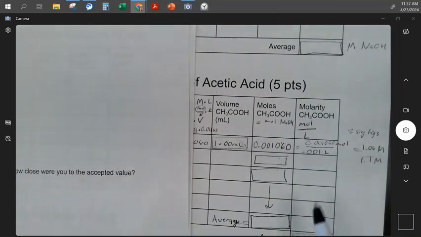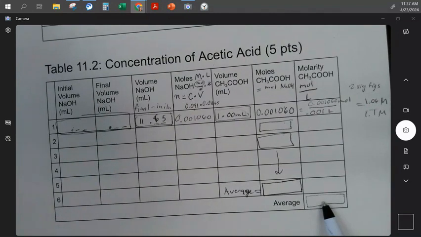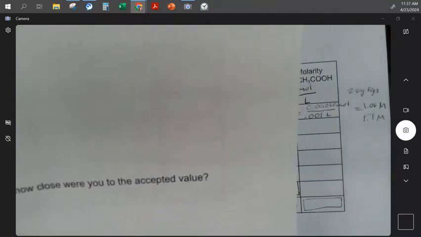Oh, let's see, this number. The average acetic acid concentration. You could do like one example calculation. That would be how you do that.